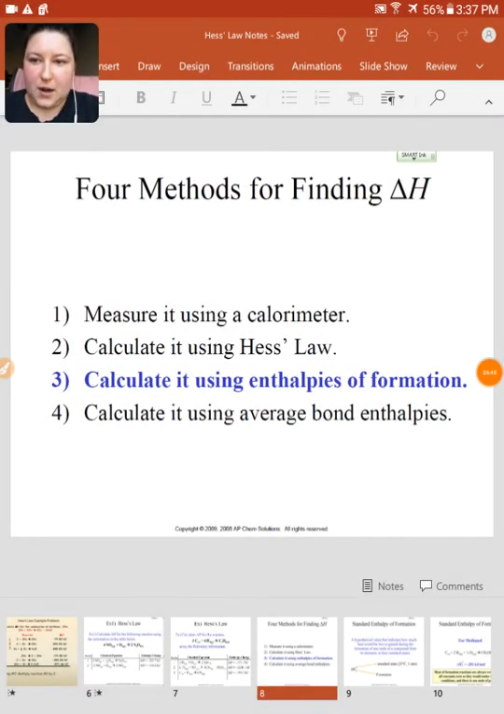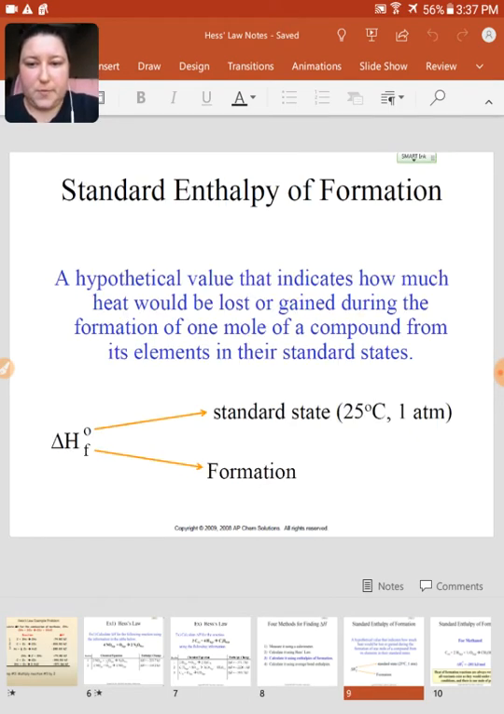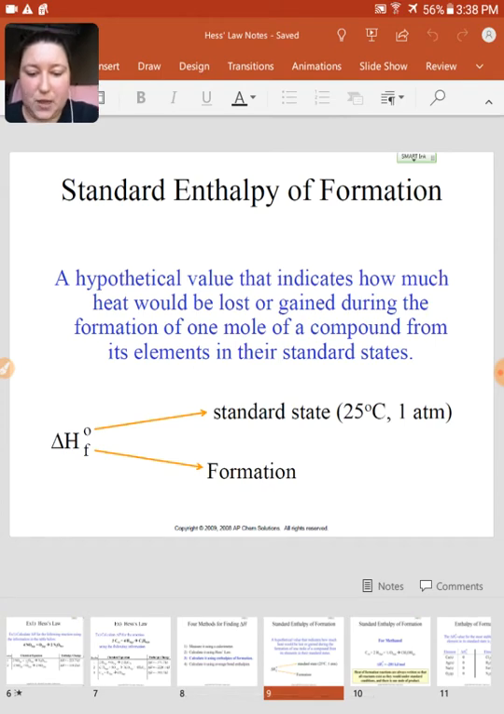Alright, so the next method for us to find delta H is using enthalpies of formation. Standard enthalpy of formation is just this hypothetical value that indicates how much heat would be lost or gained during the formation of 1 mole of a compound. The only difference in this versus anything we've already done is that this is going to be 1 mole of the compound and it's at standard state, so 25 C and 1 atm. And that weird little O superscript is the standard part of that.